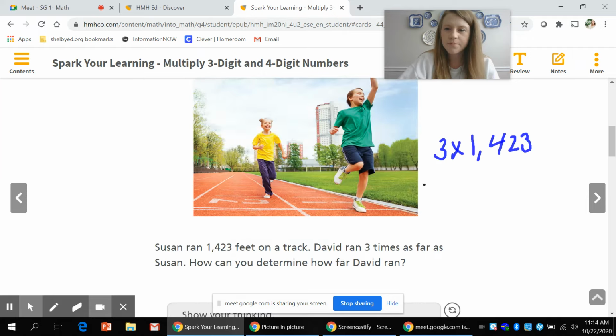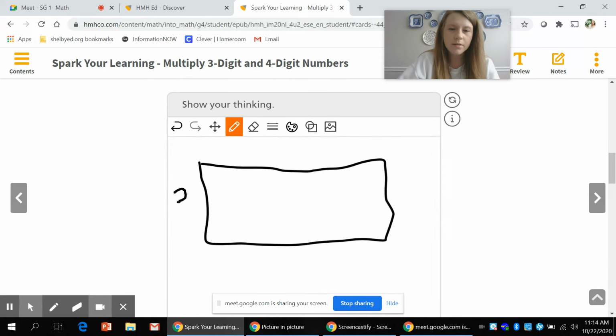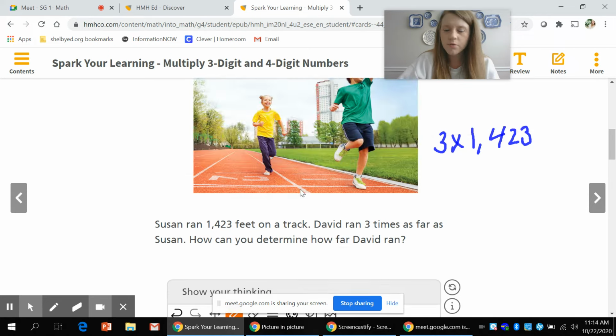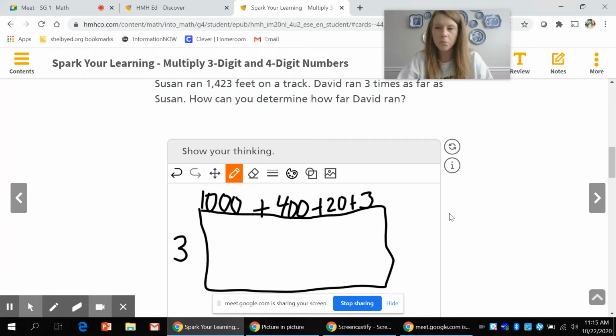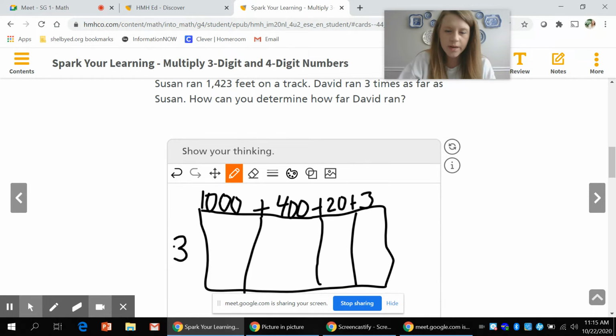All right, 3 times 1,423. So we have 1,000 plus 400 plus 20 plus 3. Okay, a little more multiplication on this problem. So we draw our lines where the plus signs are. All right, we multiply this first square.